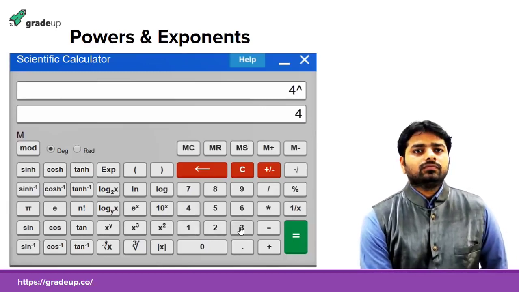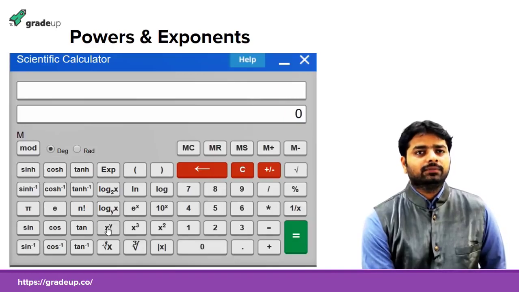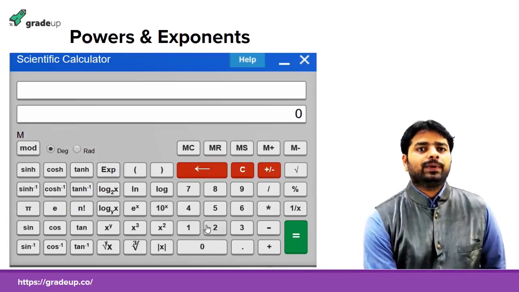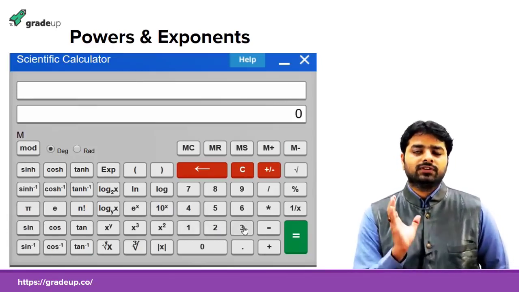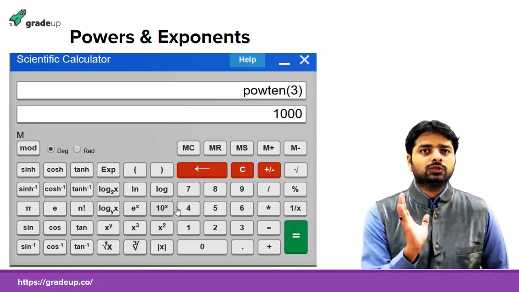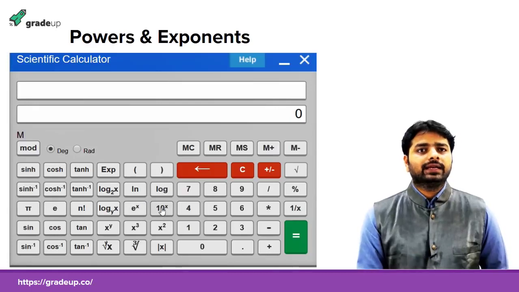Now 4 to the power of 3. So similarly you calculate any power using the x power y key. Then 10 to the power of x. So press x first, then 10 to the power of x. That is 2 and 10 to the power of x, which will be 10 square. Then 3 and 10 to the power of x, which will be 10 power 3. Similarly, you can calculate any number.